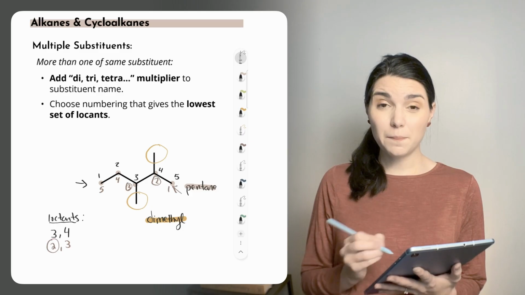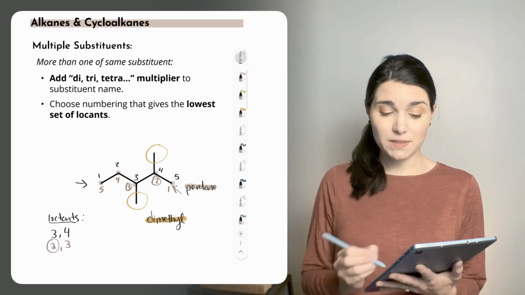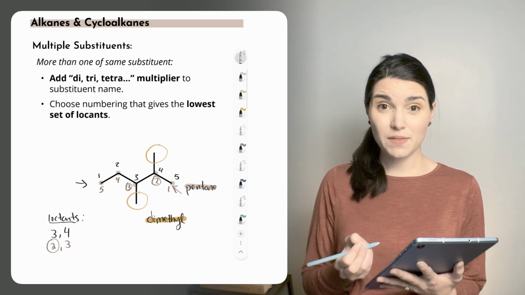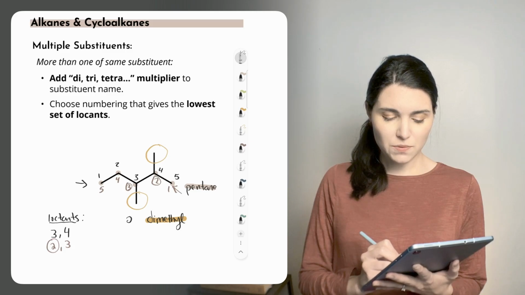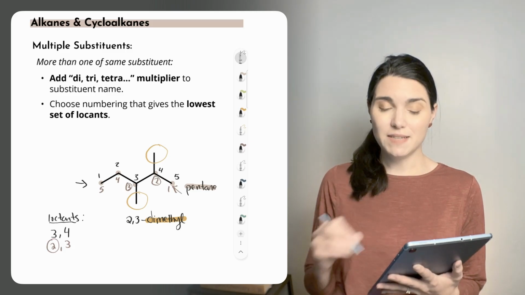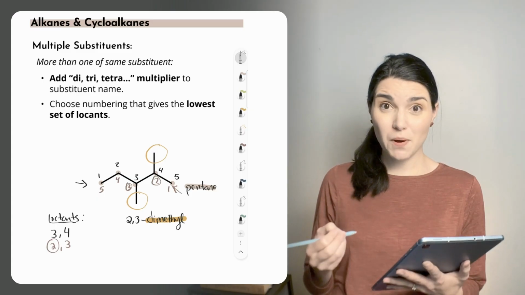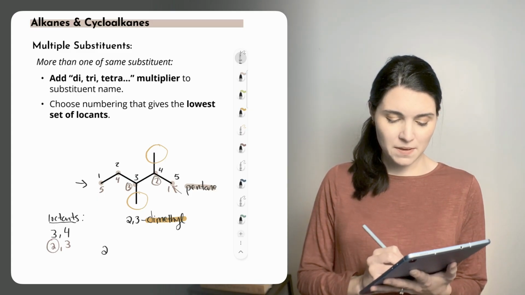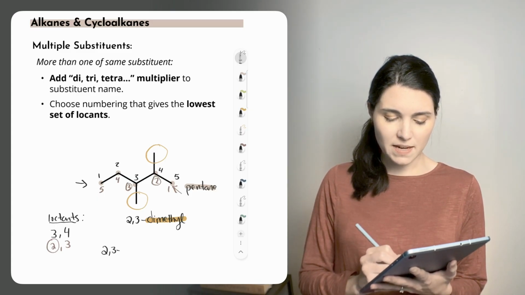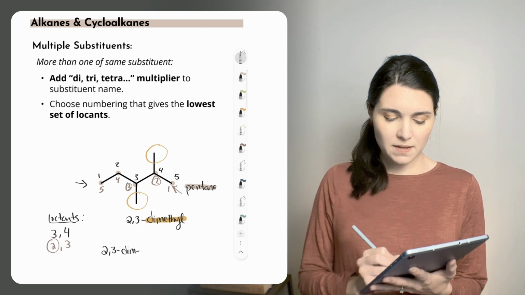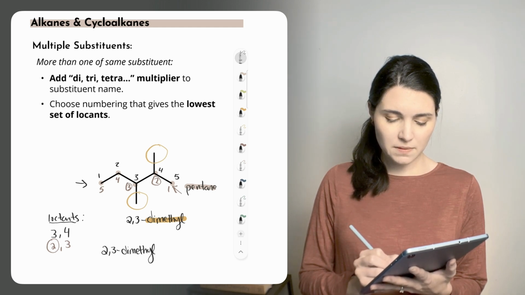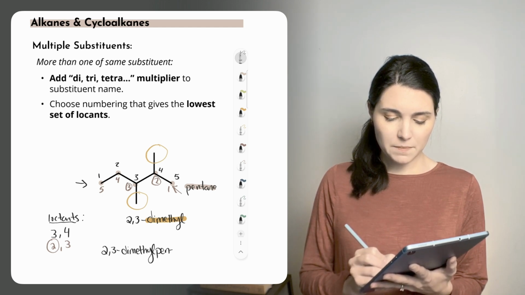And then we're going to put both locants in front of the word dimethyl, and we're going to separate them with a comma. So 2,3-dimethyl. And we'll put all of those parts together to get the molecule name. 2,3-dimethylpentane.